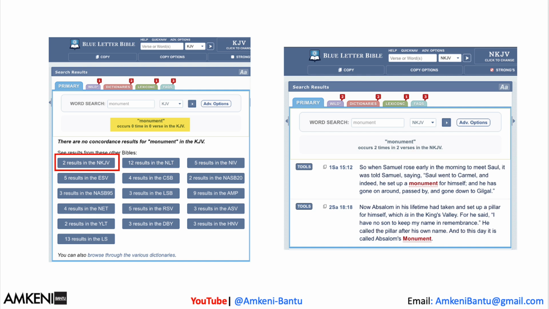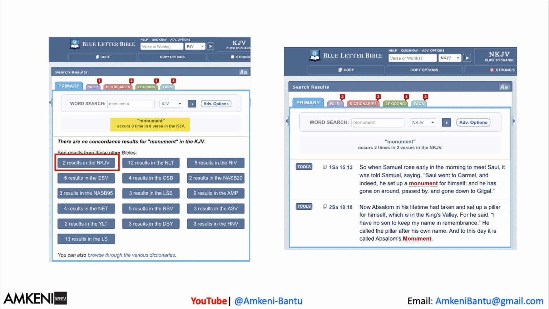In the first case here, it's actually referring to a place. He set up a place for himself. No, he didn't set up a monument. He set up a place. But in the second instance here, Absalom set up an actual monument, like a physical stone, something that he put up. So this word clearly was not in the English vocabulary, but it was in the Bantu vocabulary, as we will see soon.